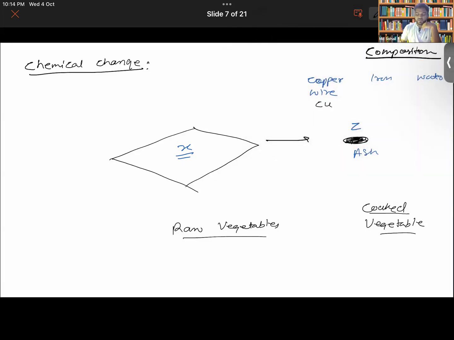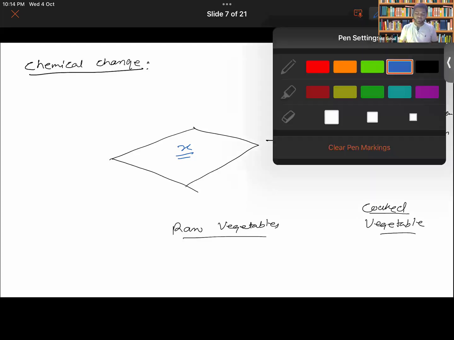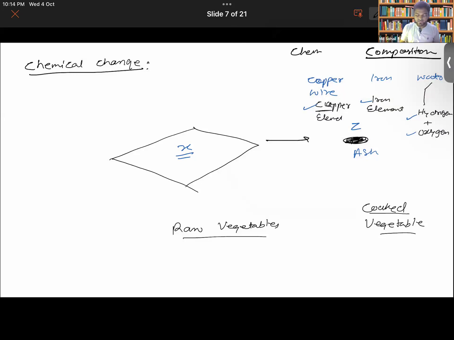It is made up of copper element, Cu element. This is copper. This is made up of iron element. ये iron element से बना है. While the water is made up of hydrogen plus what? Carbon, or is it oxygen? Hydrogen and oxygen. So this copper or iron or hydrogen or oxygen element basically is the chemical composition of that substance. ये substance की chemical composition है.